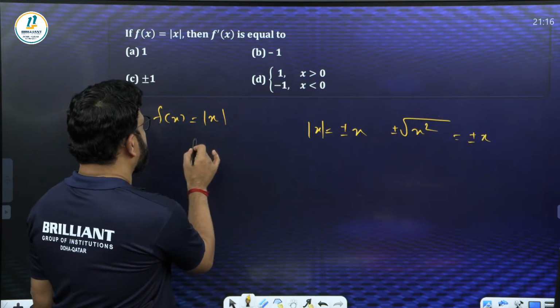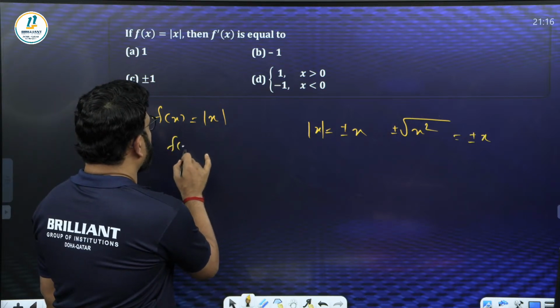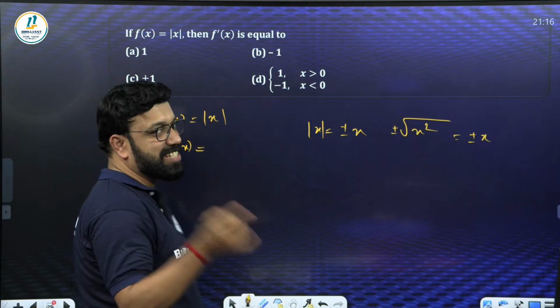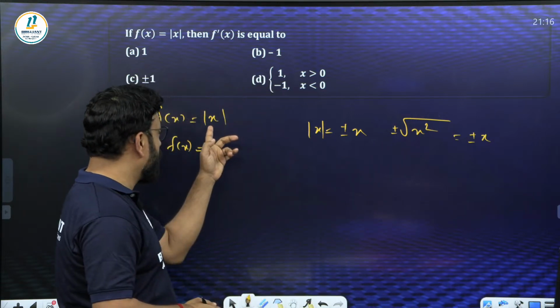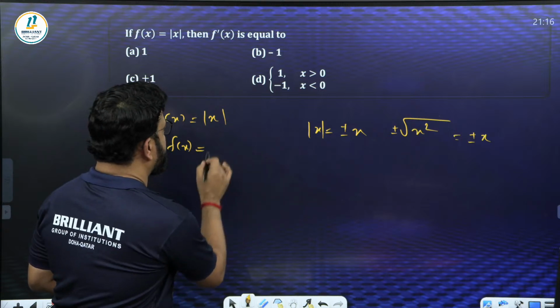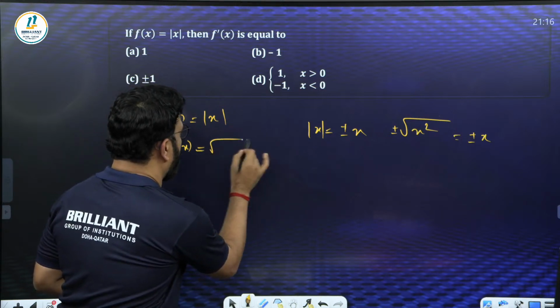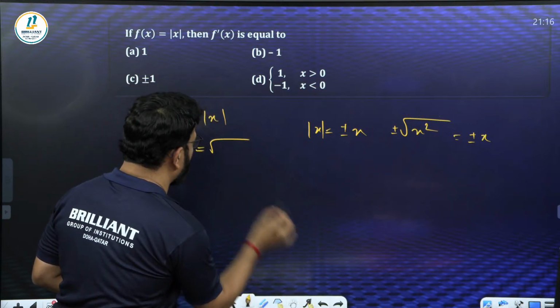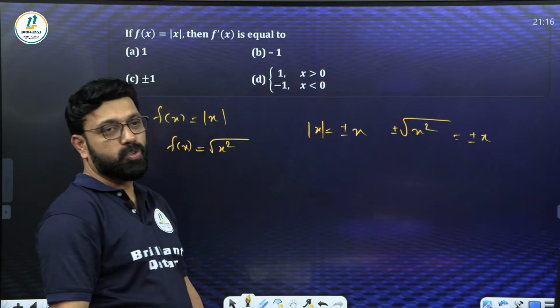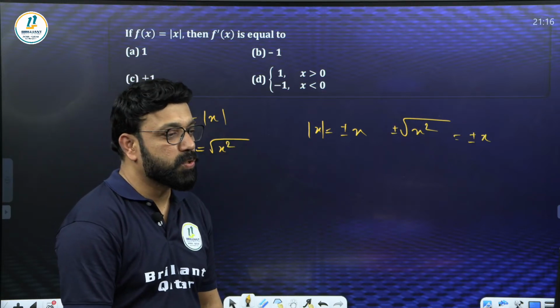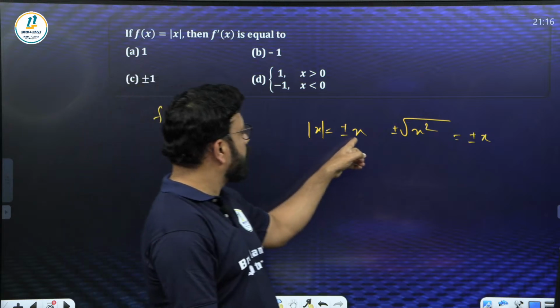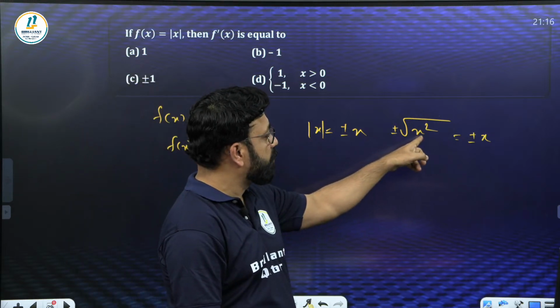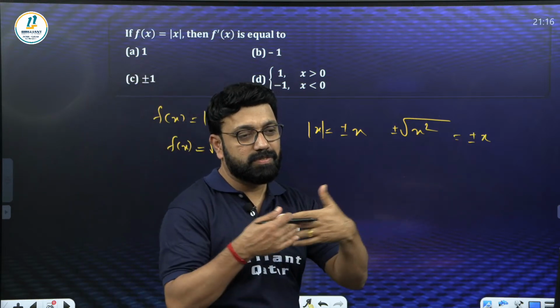I am taking f of x equal to absolute value of x. That's more clear. Absolute value of x. Here absolute means modulus value. Modulus x means plus or minus x. It is same as root of x square. Hope you understood. Modulus of x I am changing to plus or minus root of x square, which goes to plus or minus x. We are comparing both.